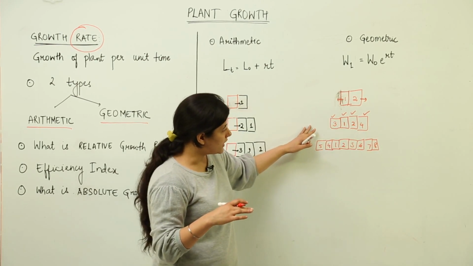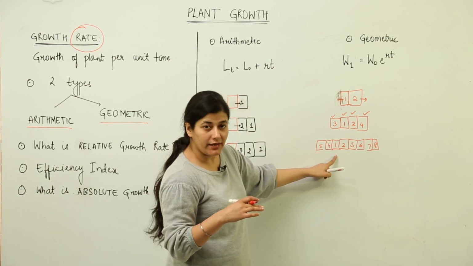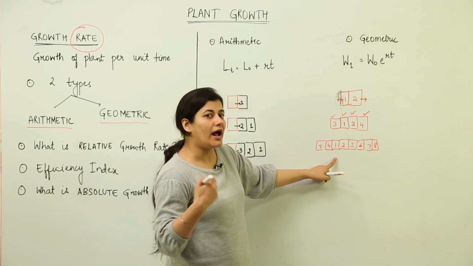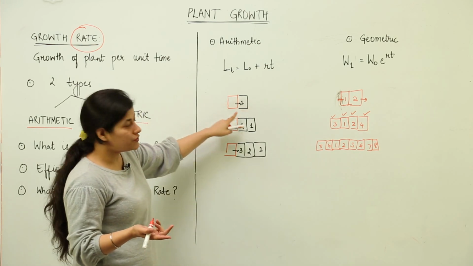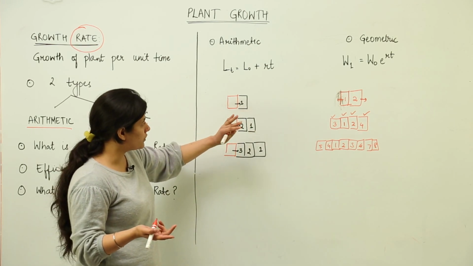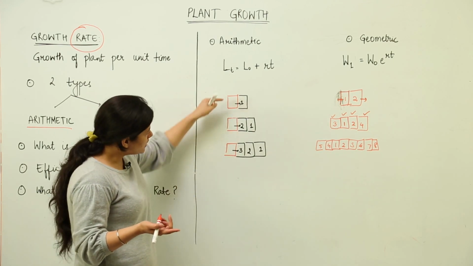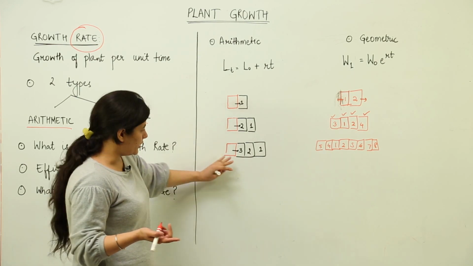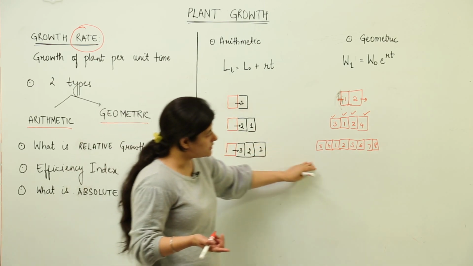I am trying to tell you that all the cells which are being formed are retaining their ability to divide. That means in the next round of division, each cell would add another cell to it, which was not the case here, where the previous cell did not add, the newly formed cell did not add a new cell. It was the meristematic cell that was adding continuously to the growth rate. Now this growth rate is arithmetic and this is geometric.